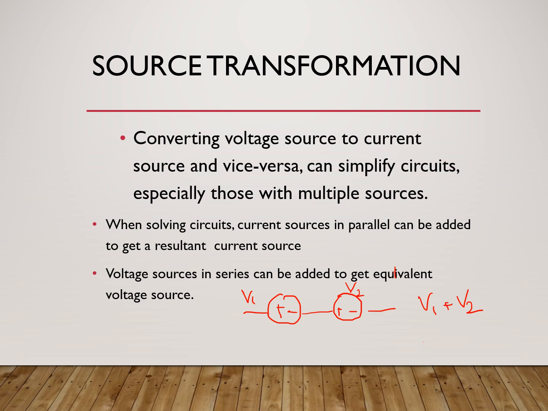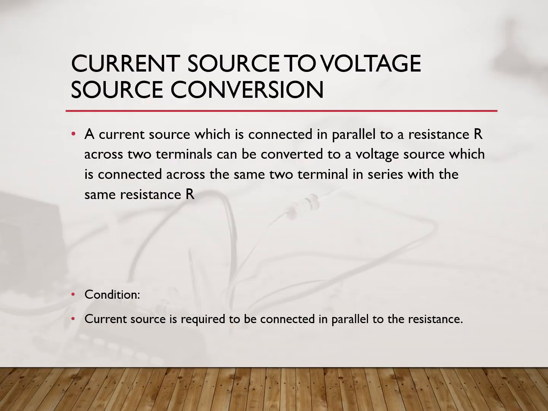So effectively, the point being that current sources in parallel you can add up, and voltage sources in series you can add to get an equivalent voltage source. Now, when we are converting from a voltage source to a current source or a current source to a voltage source, here we are speaking about current source to voltage source conversion.